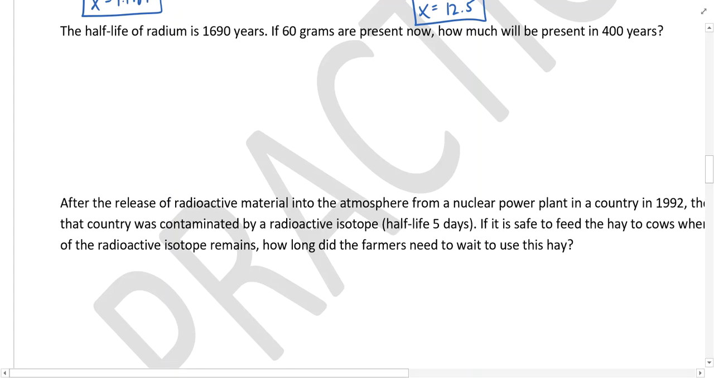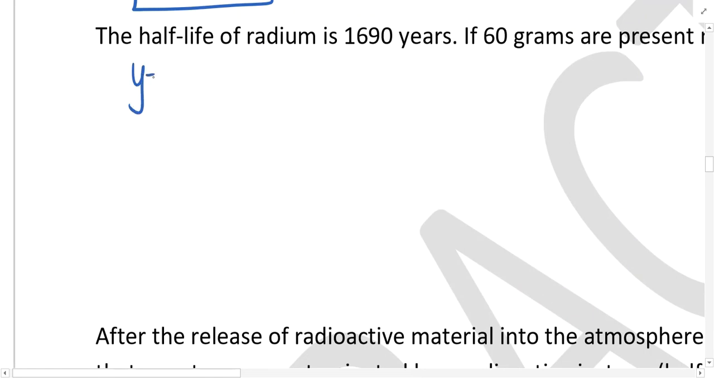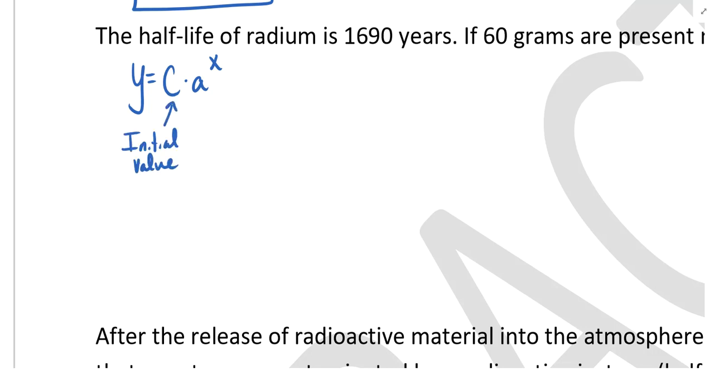So let's start with this half-life of radium problem. The general format for an exponential function is y equals c times a to the x power, where y is an end result or the output, and c we call an initial value, a we call the base or growth factor, and x is our input or our unit of time many times. And even though we might not end up using logarithms to solve this particular problem, our understanding of exponential equations is going to be very important.